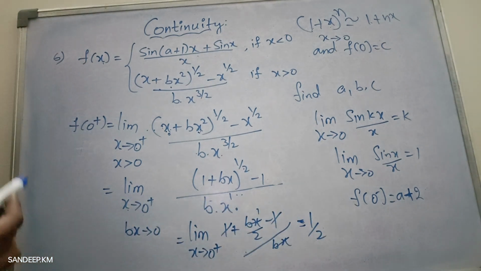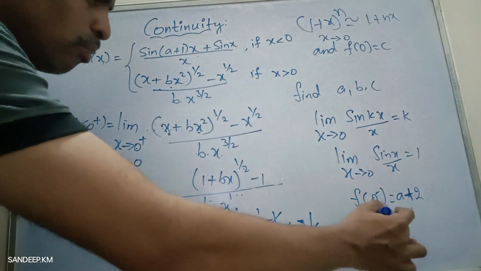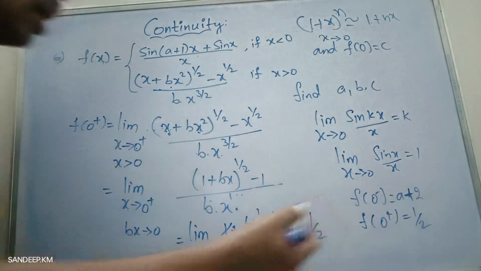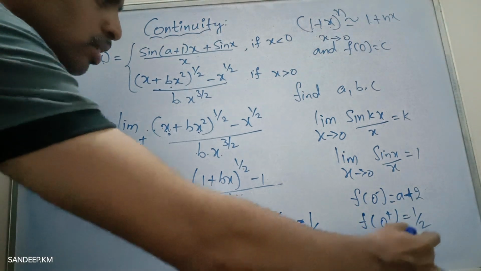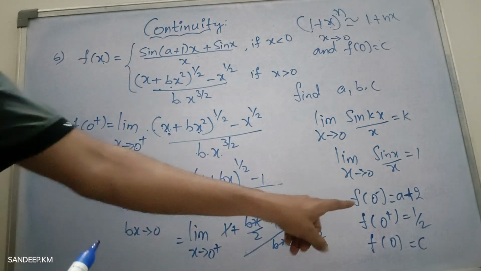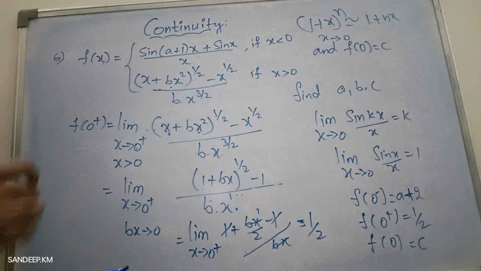Dear students, the right hand limit f of 0 plus is what? f of 0 plus is 1 by 2. And already you have f of 0. What is f of 0? It is equal to c. So you know now the left hand limit, the right hand limit, and also the value of the function. Correct or not?